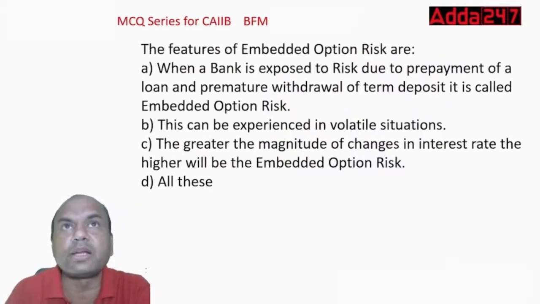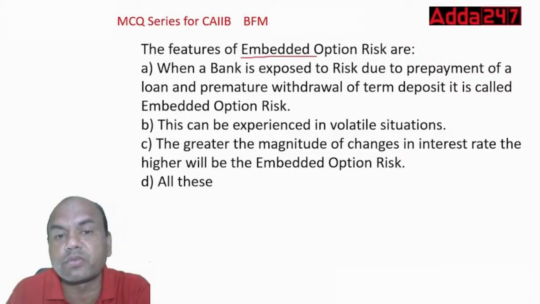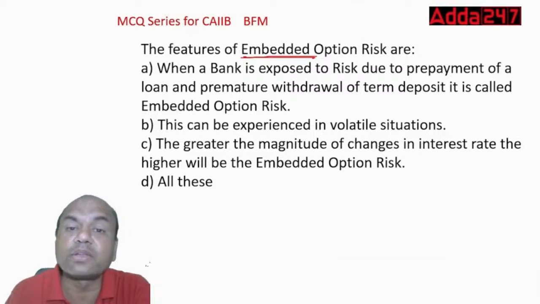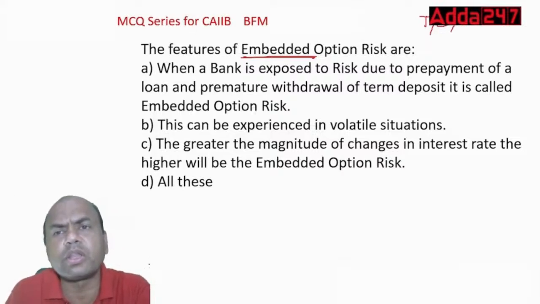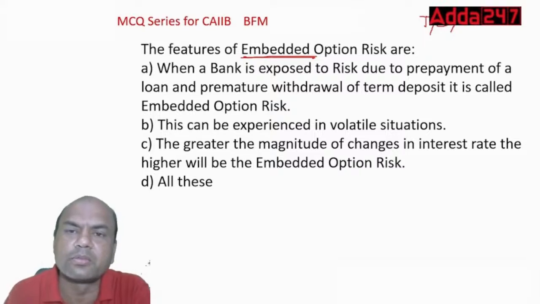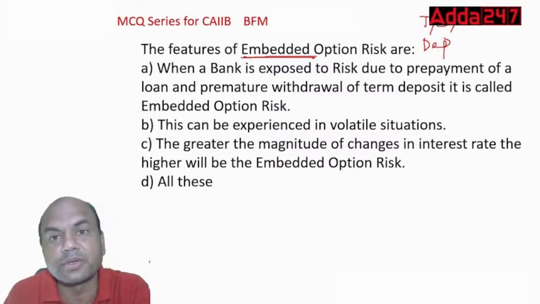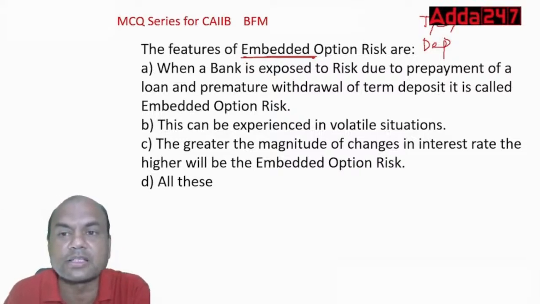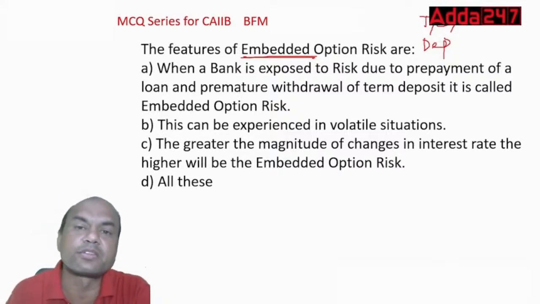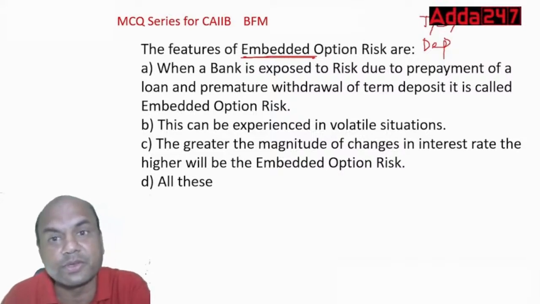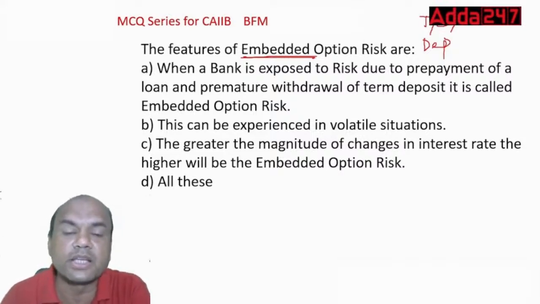The features of embedded option risk are... embedded option means what? What is embedded option risk? It means anyone can repay my loan. Suppose I have given a loan to somebody, term loan or CC, and the customer comes tomorrow with all the money and says, okay, bye bye, take your loan back. Or with a deposit, the customer comes tomorrow with the deposit receipt and tells me, take this receipt, give me my money. So this is embedded option risk, where the customer can withdraw their deposit funds anytime or repay their loans anytime.